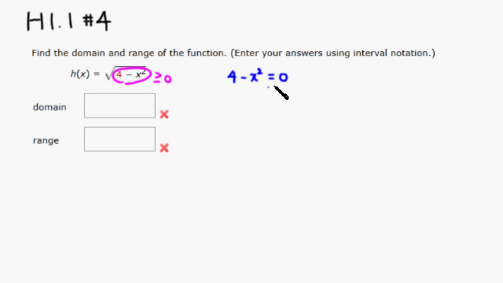Then we can solve this by adding x squared to both sides. So you're going to have 4 is equal to x squared. Then we can get rid of the square by taking the square root of both sides. So the square root of 4 is 2, which is equal to x. But remember that whenever you take the square root, we need to consider the positive version and the negative version. So x is equal to either positive 2 or negative 2.